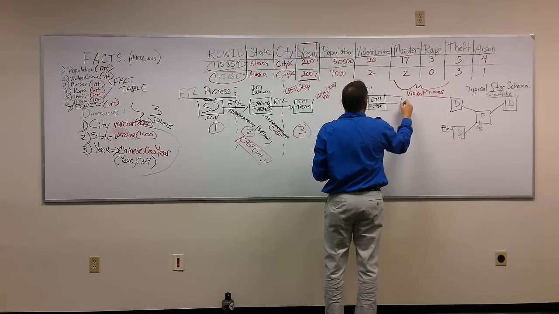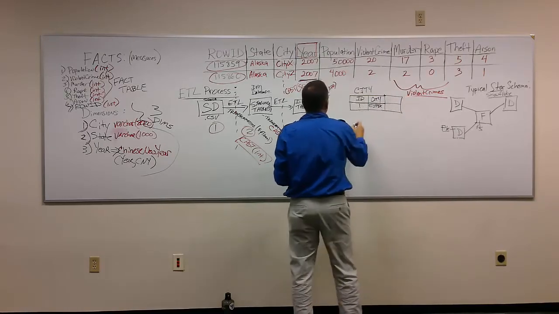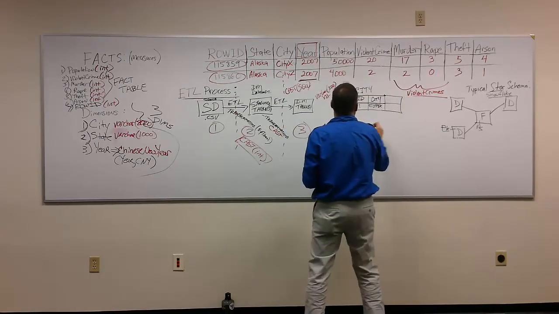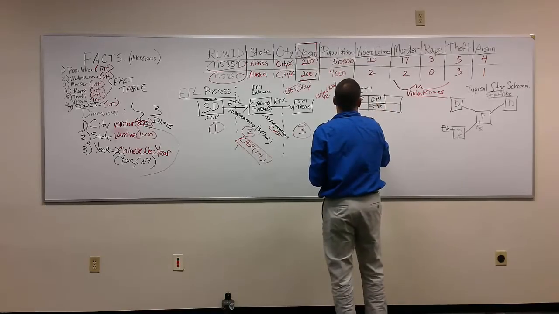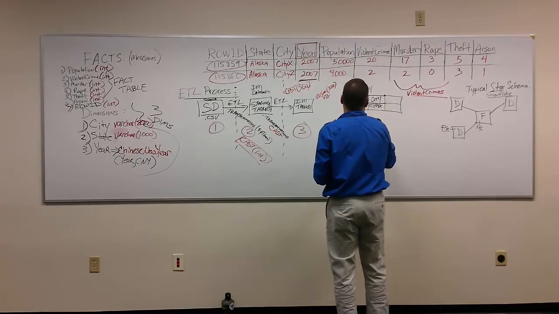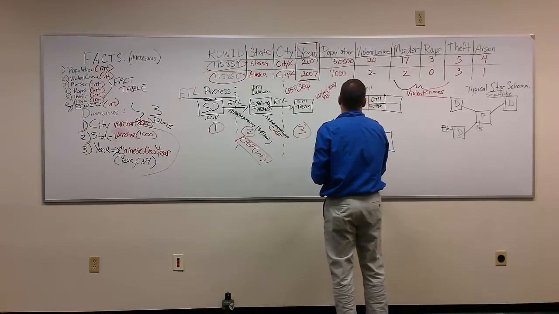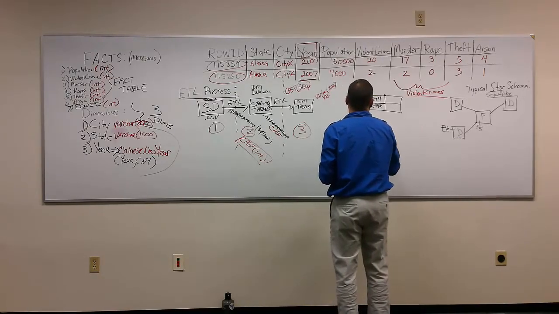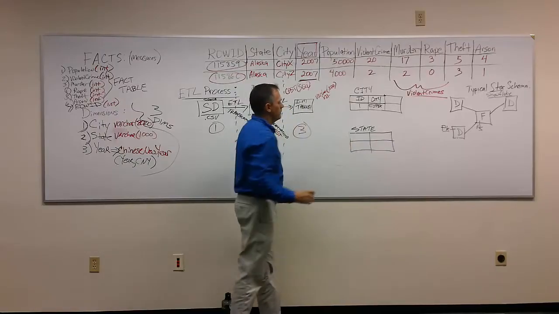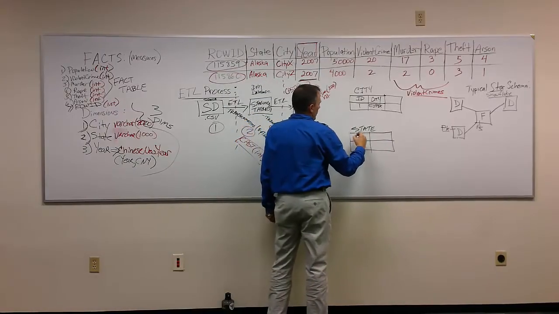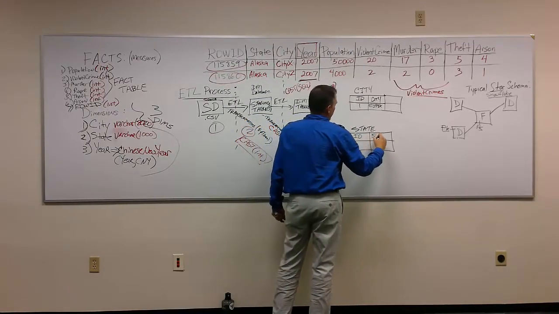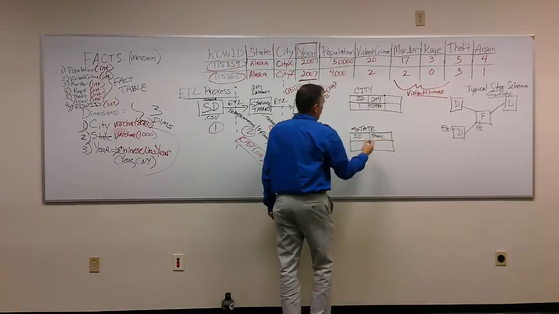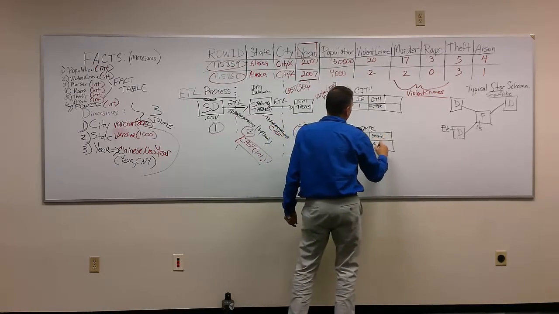There's going to be another one we're going to need here in a minute. Then we've got the state. Should have put this one up above. What would the state be? ID and state. So this would be 1 and Alaska.